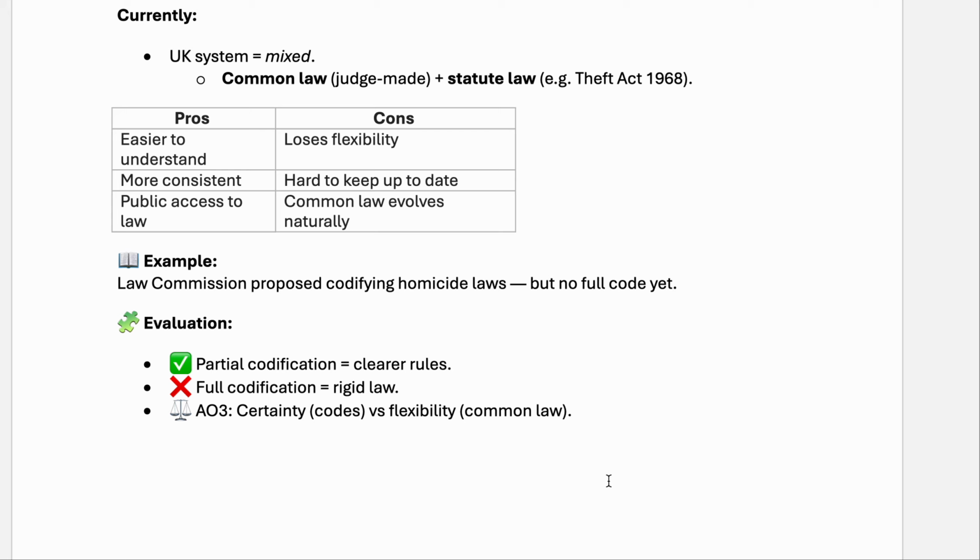So in terms of evaluation, well, full codification could make the law rigid and slow to adapt. That's one of the problems we've got here. Imagine being stuck with those rules for long periods of time. We also have a reform idea, partial codification maybe, for big offences like homicide. Maybe that could give us the best of both worlds, clarity with a little bit of flexibility. And for AO3 link, well, codification versus judge-made law is a bit of a tug of war between certainty and flexibility. It's a bit of drama there.